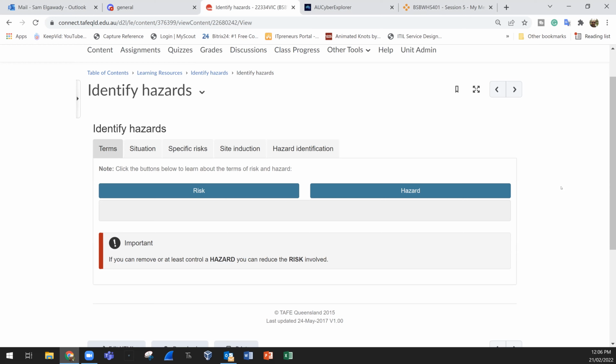What do you think about hazard and risk? Is there a difference or is it the same thing? Any idea? Different? They are different? Okay.